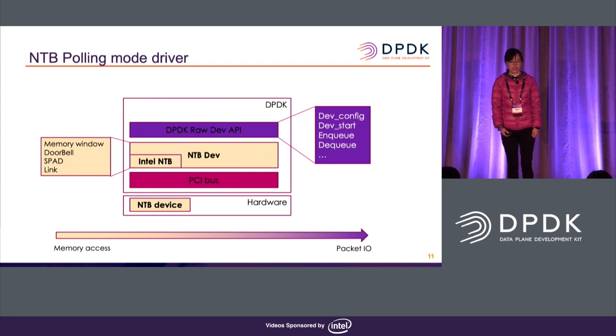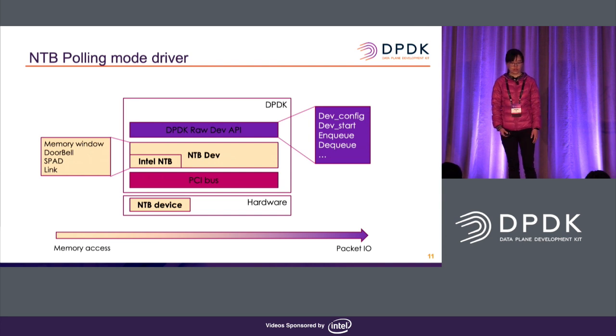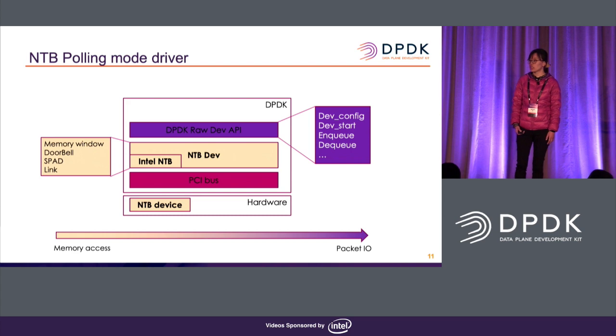To be a raw device, we need to follow this raw device API, such as device configure, device start, and enqueue and dequeue functions. To be an NTB device, as the previous slide said, the memory window, doorbell, and SPAD registers are common things, so there are some ops defined for these operations. From this framework, we can see that with this design, we can bring the NTB kind of device from memory access to a kind of packet I/O interface.